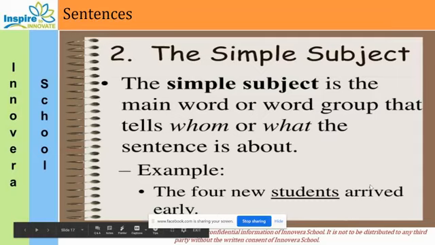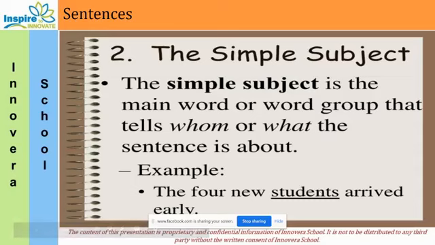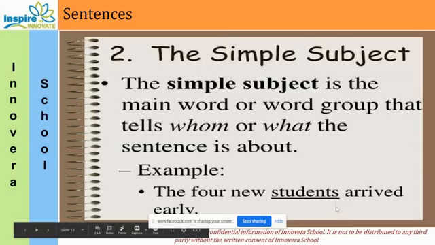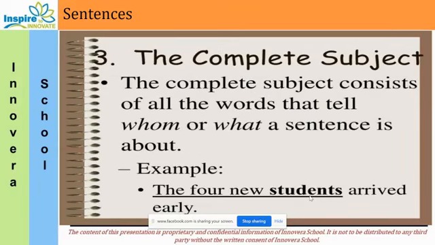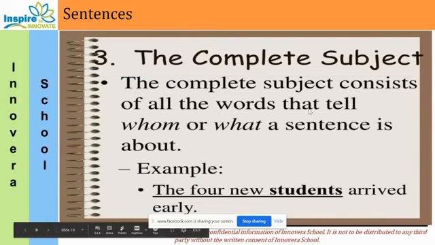So this is simple subject. When you need to identify simple subject, you need to find out the main word of the sentence. Okay. So the 4 new students, out of that, students is the main word, the key word of subject. Okay. Then complete subject. See the same sentence, but here what happens? The complete sentence consists of all the words that tell whom or what a sentence is about.